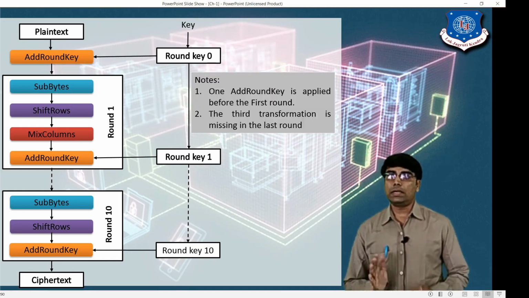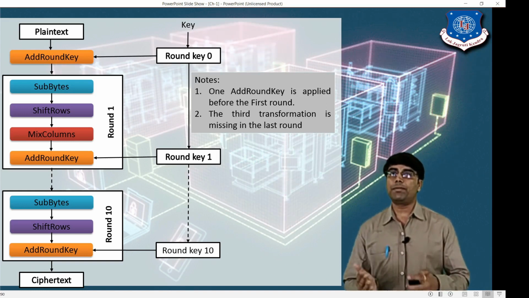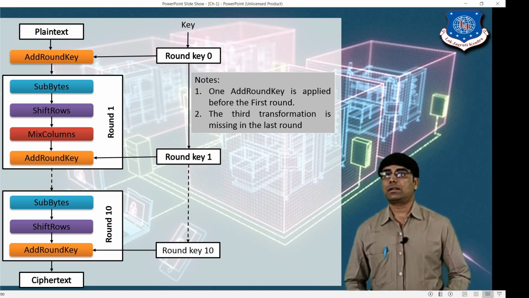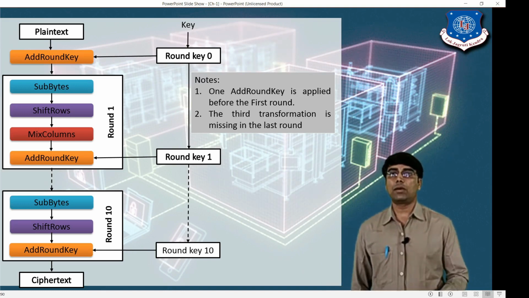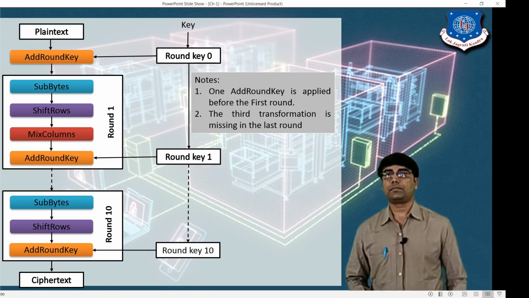Here I already discussed this thing. One add round key is applied before the first round, right? And the third transformation is missing in the last round. In the last round, you can see here, the mix column transformation operation is not there.